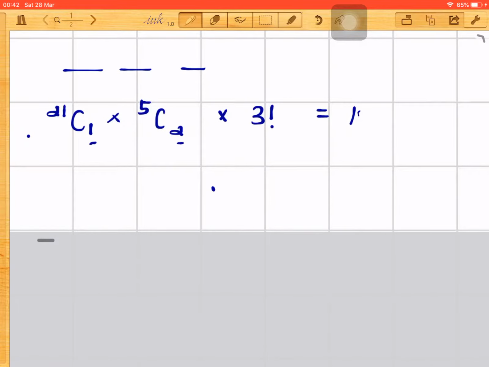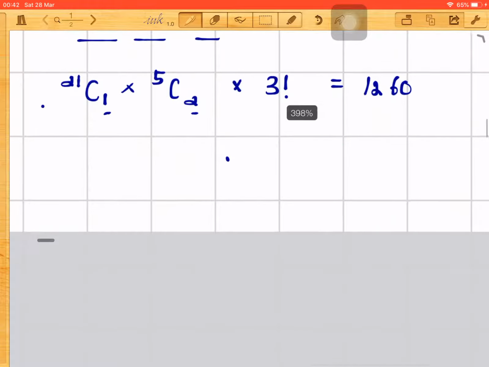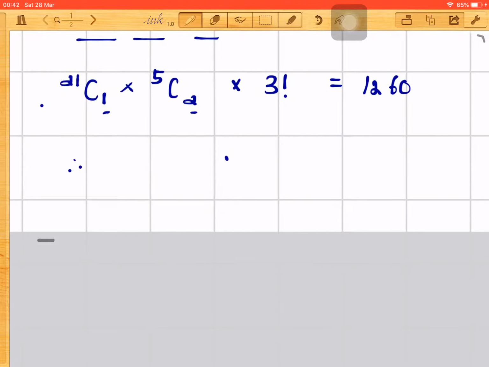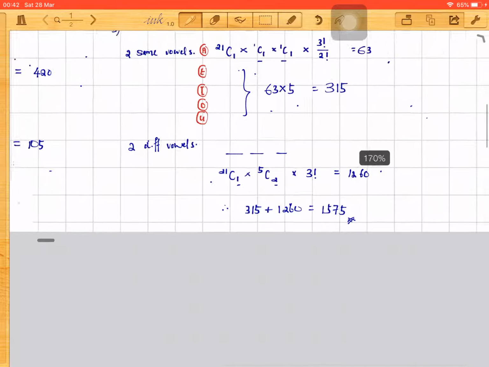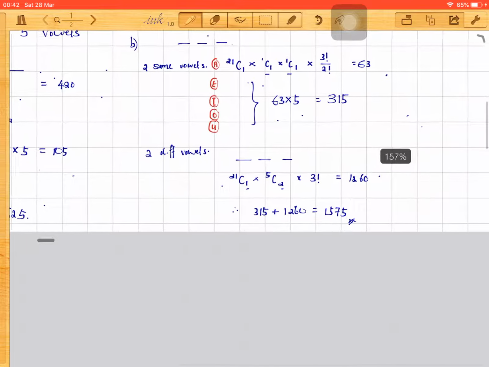The answer is 1260. Therefore, the total is 315 plus 1260, 1575. There you go for part B.